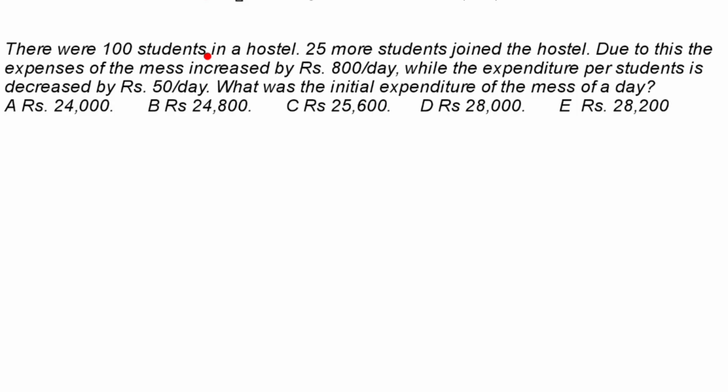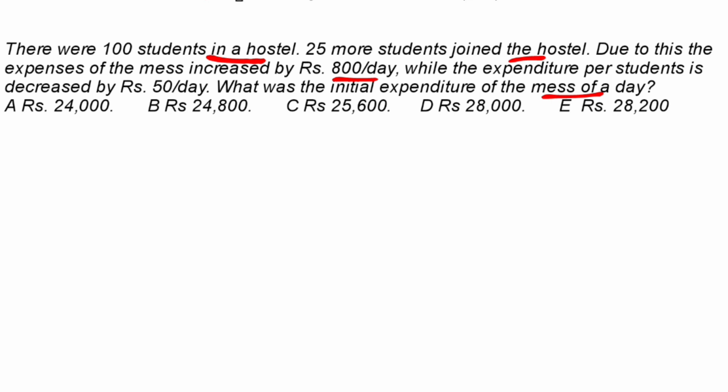There were 100 students in a hostel. 25 more students joined the hostel. Due to this, the expenses of the mess increased by 500 a day, while the expenditure per student decreased by 50. What is the initial expenditure of the mess a day? Let us find out the initial expenditure.